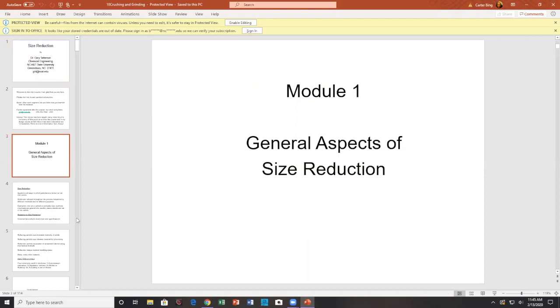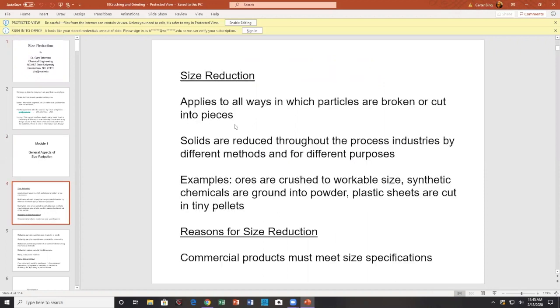General aspects of size reduction. Let's talk a bit about this. It applies to all ways in which particles are broken or cut. Solids are reduced through the process, with different methods and different purposes. You could crush ores to a workable size, or crush ores to release the material trapped inside. You could grind synthetic chemicals down into powders or cut plastic sheets into fine pellets. Basically, size reduction is often done for purposes of meeting size specifications.